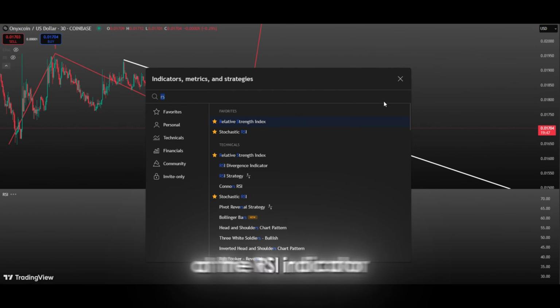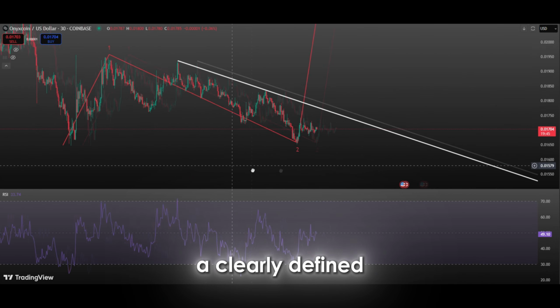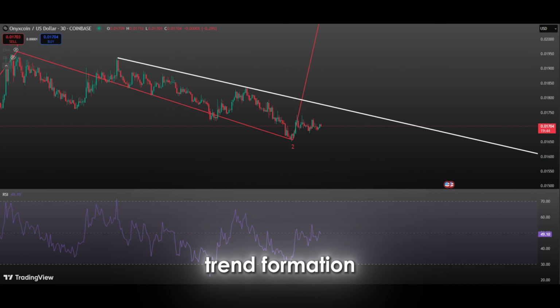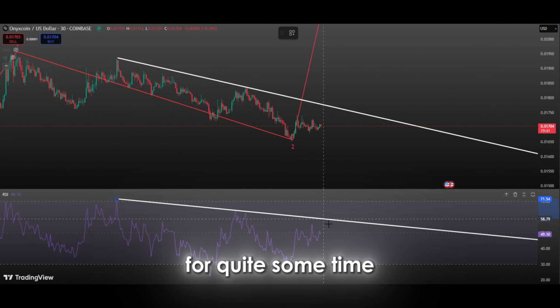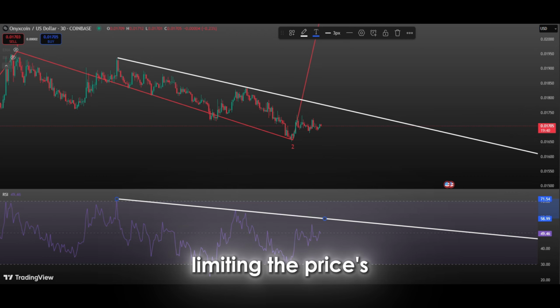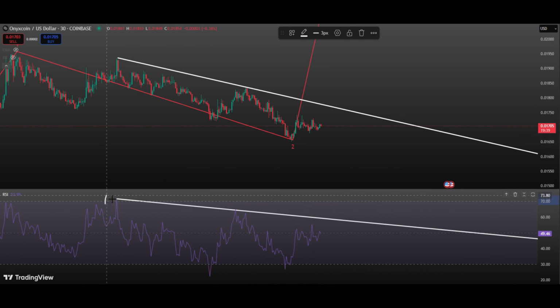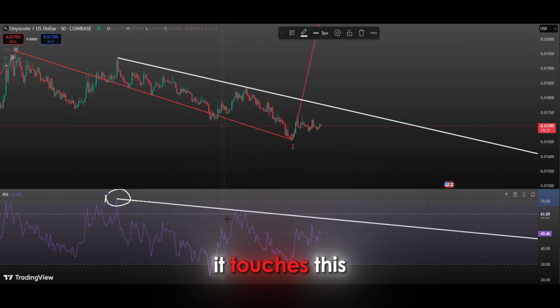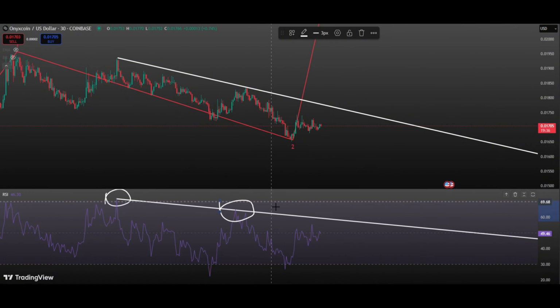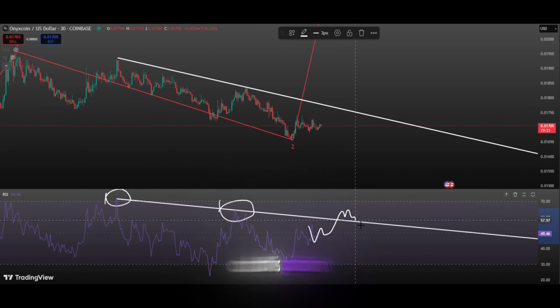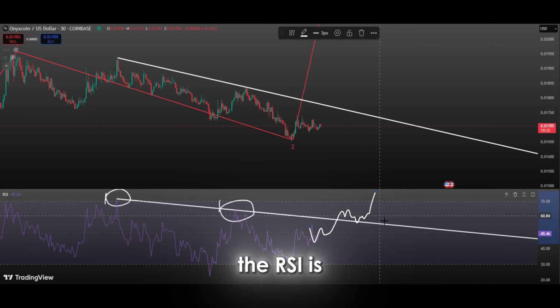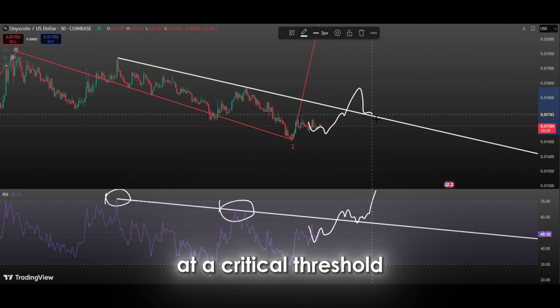When we take a close look at the RSI indicator, we can observe a clearly defined and strong descending trend formation. This downtrend has been present on the RSI for quite some time and has become one of the main dynamics limiting the price's upward attempts. Every time the RSI tries to rise, it touches this trend line and turns back down, signaling that selling pressure is still very much in effect in the market. At this point, we see that the RSI is once again approaching this descending trend line. We are currently at a critical threshold.